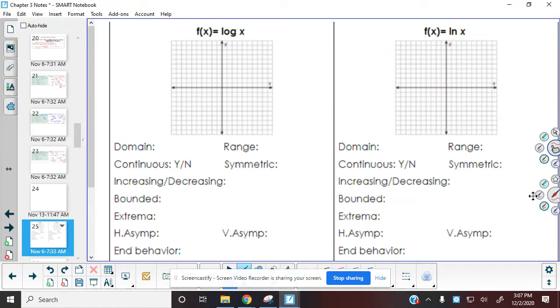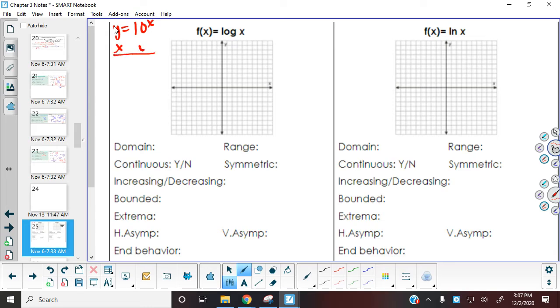So as we look at your graph of both the logarithmic and your natural log functions, the biggest thing to remember is, again, those are inverse functions of exponentials. So what I'm going to do here in red is write its inverse function. If I do y equals 10 to the x power, because it's a common log, so it's a base 10, my table will look something like this.